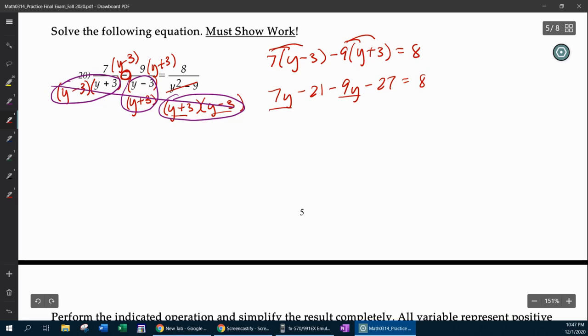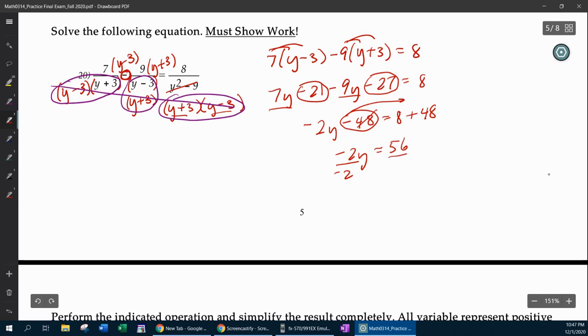Combine like terms. I've got 7 minus 9, which is negative 2y. Negative 21 and a negative 27 is a negative 48. Bringing the negative 48 to the other side makes it positive. And what is 48 and 8? 56. And last but not least, we need to divide by negative 2 to get the y by itself. So my final answer is y equals negative 28. So that's number 20 done.